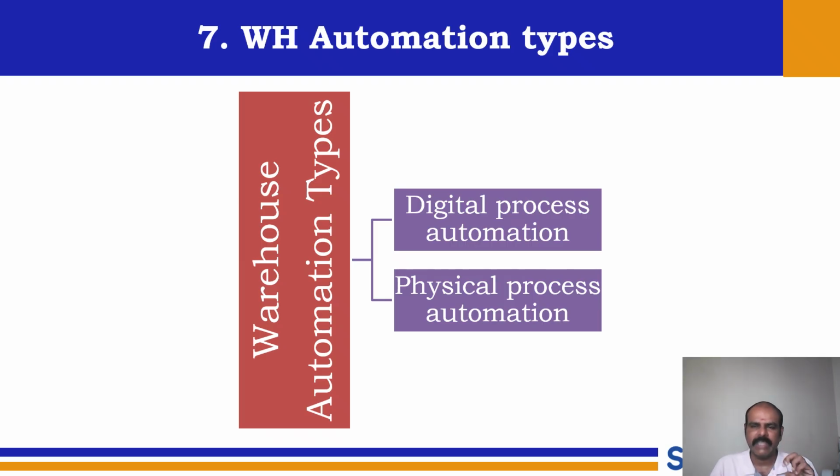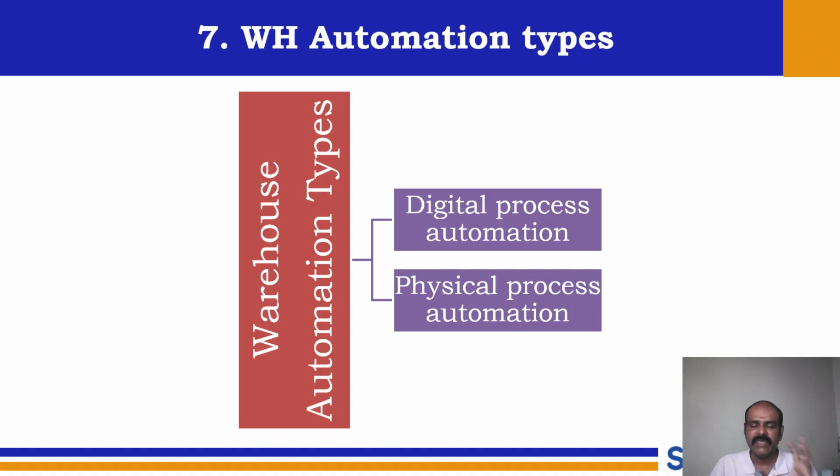Physical process automation means it is going to help in the movement of product from one point to another point within the warehouse space. It is not going to focus beyond that, neither towards input nor towards output. Within the warehouse only it is going to focus. So now we'll have a thorough understanding. There are two types of automation possibilities. The first type is digital process, which is going to work only with respect to data, or more or less confine itself to the inventory data.